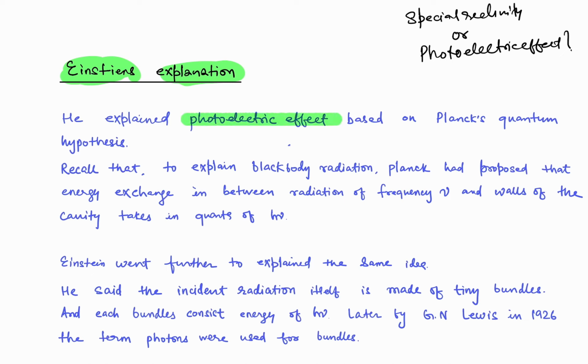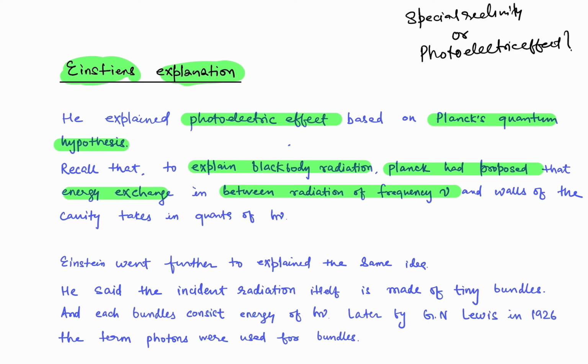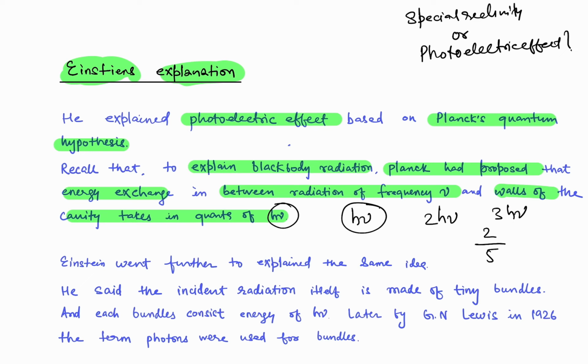Recall that to explain blackbody radiation, Planck proposed energy exchange between radiation of frequency nu and the walls of the cavity taking the quanta of h nu. Planck said that the energy exchange is happening, but with the quanta of h nu. For example, it will be exchanged in h nu or 2 h nu or 3 h nu, in the same fashion integral multiples of h nu, but nothing in the fractional form. For example, it could not be 2 by 5 h nu. This exchange cannot take place. So this is what Einstein also used.